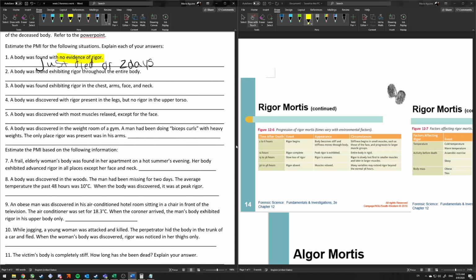Now, if you don't know where I got 2 days, 48 hours is 2 days. 24 hours in a day, 24 times 2 is 48. There you go. So let's look at this next example.